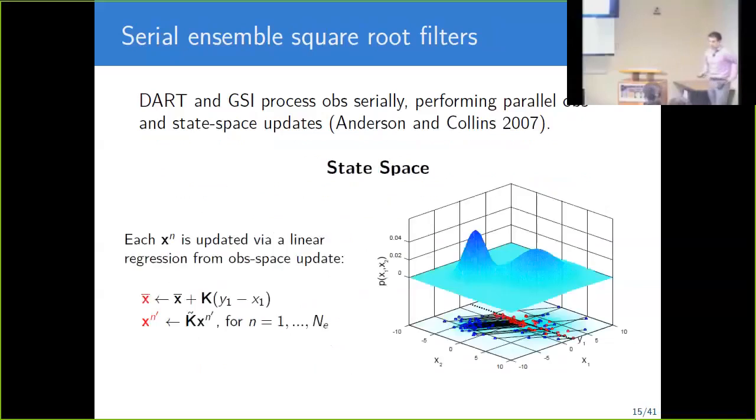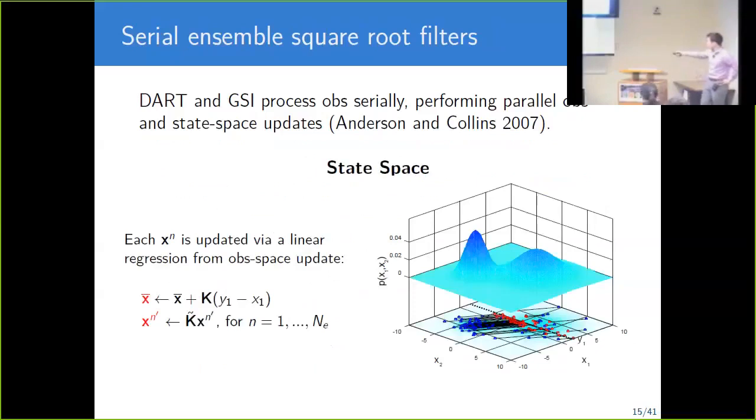And then that's for the variable that's observed, and so that's observation space. For state space, what this square root filter is going to do is essentially update the unobserved quantities just by using multivariate linear regression. What I'm showing here is what's happening to the mean of each of these samples and the perturbations from the mean. And the representation looks like this.